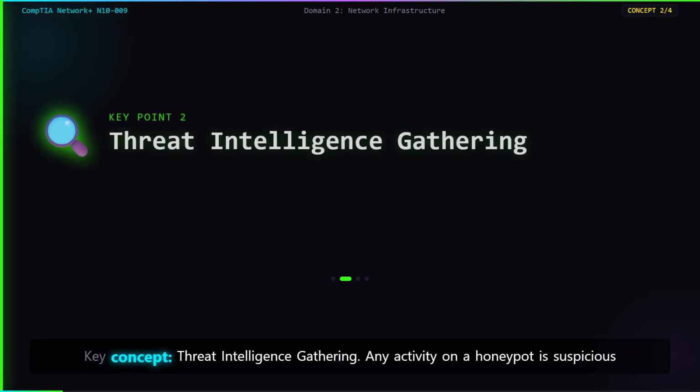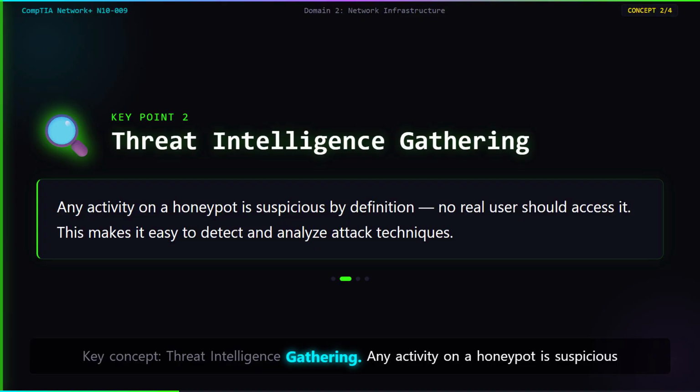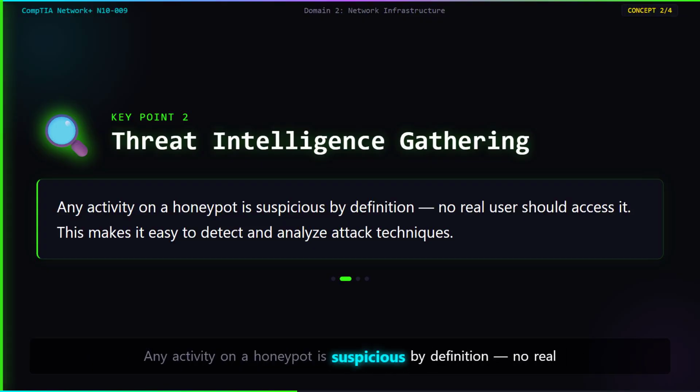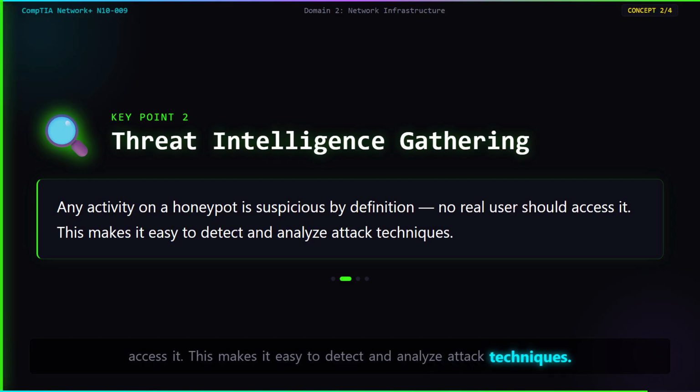Key concept: threat intelligence gathering. Any activity on a honeypot is suspicious by definition. No real user should access it. This makes it easy to detect and analyze attack techniques.